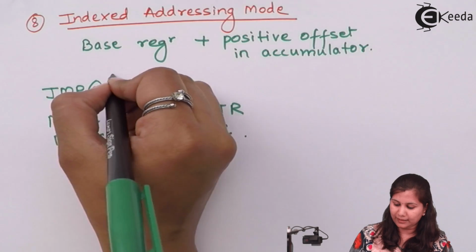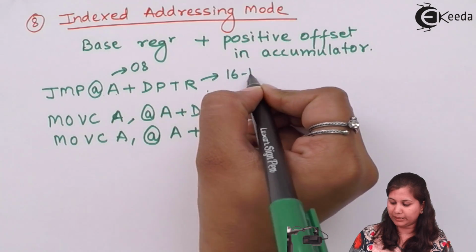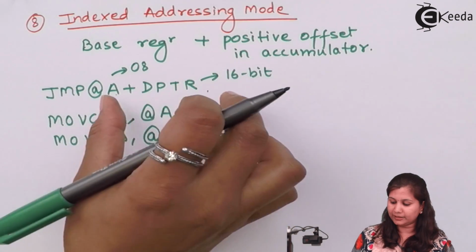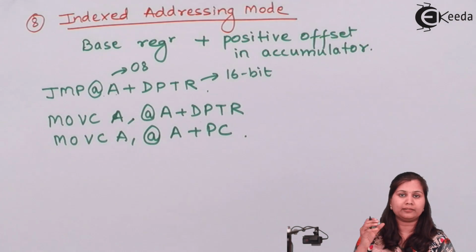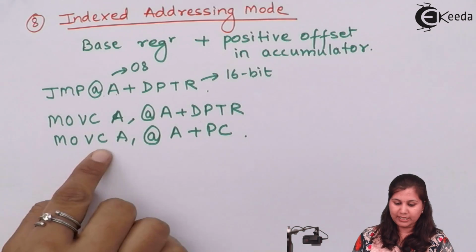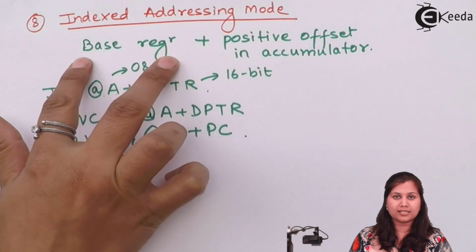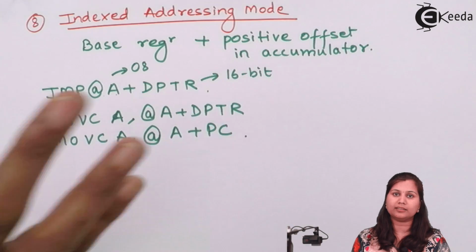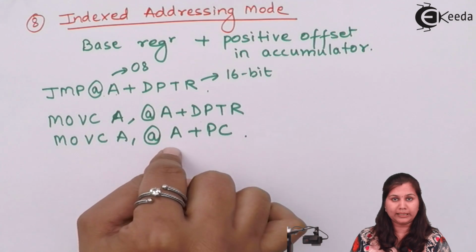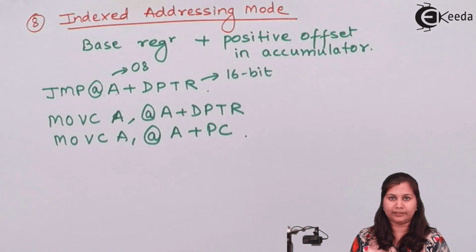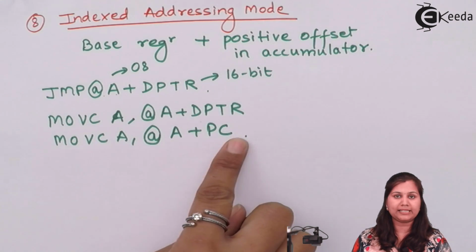So suppose in the accumulator we are having the contents 08, and DPTR is having 16-bit data. So that will be added, and the complete 16-bit address will be used, and that address will be where the data is stored. So this type of addressing is called the indexed addressing, in which we are having a base register plus a positive offset which is there in the accumulator. You can see we have in these three instructions the accumulator. In the accumulator we have the content. Okay, so that content is added with either the DPTR, that is data pointer, or the PC, that is program counter.